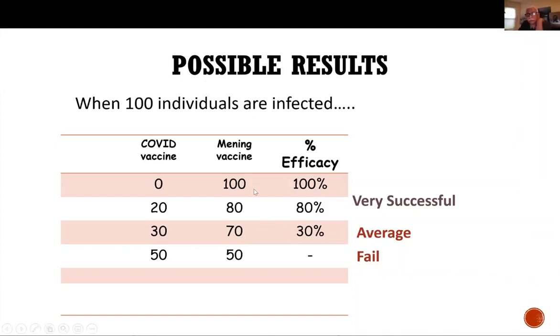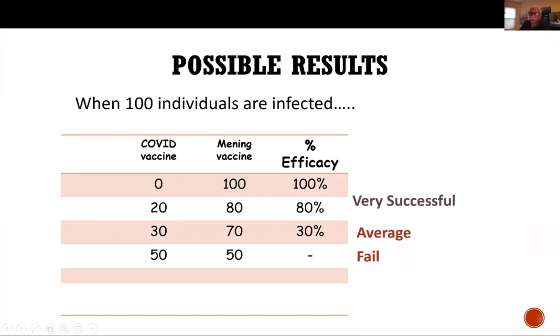If all the infected people were in the meningococcal vaccine arm, the efficacy of the vaccine is 100%. If 20 of the COVID vaccine patients got COVID infection, that means the vaccine is 80% successful. If 70% of the subjects are in the meningococcal arm, then your efficacy is average. If there is no difference, if 50 of the 100 people fall in the COVID arm and 50 fall in the meningococcal arm, then the vaccine doesn't work, that means it's failed.